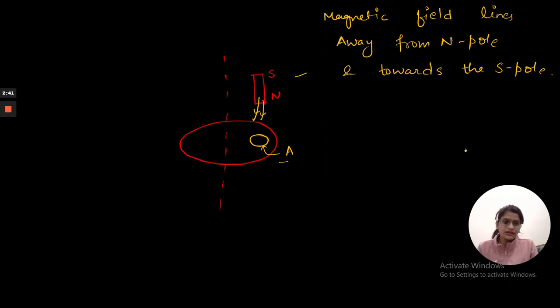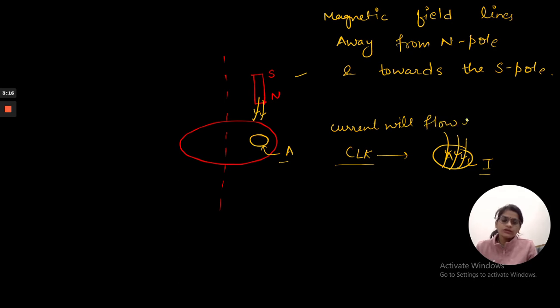Let's magnify this here. This is the small area element A, and the magnetic field lines are crossing this particular area A. The magnetic field is going downward toward this area. That means the current in this direction will be downward, and here the current will be in this direction, that is the clockwise direction. The current will flow in clockwise direction in this particular area element.